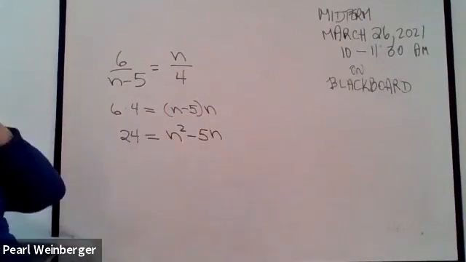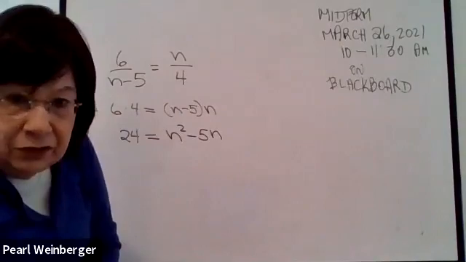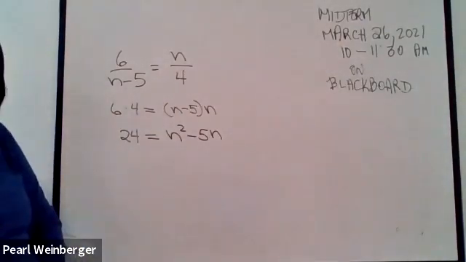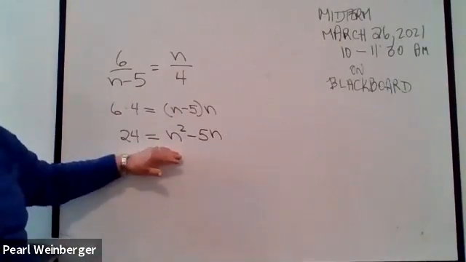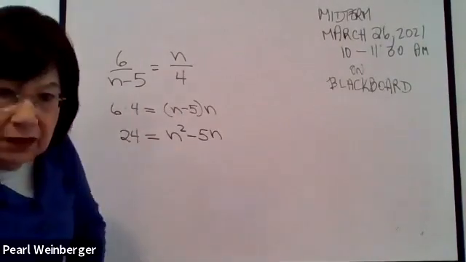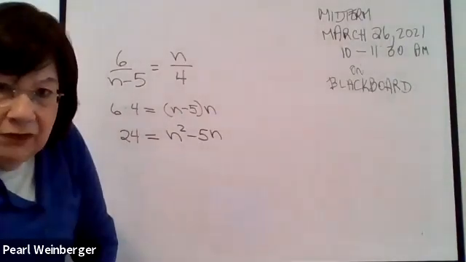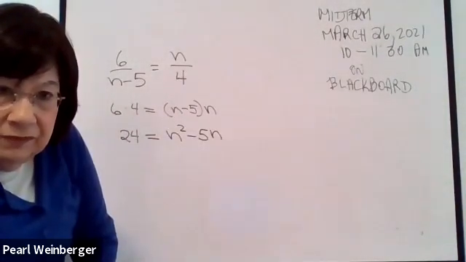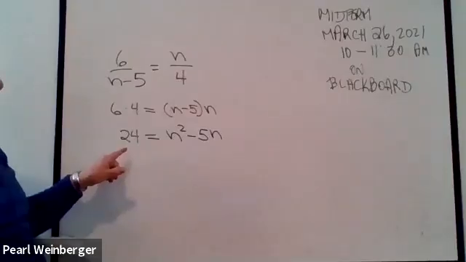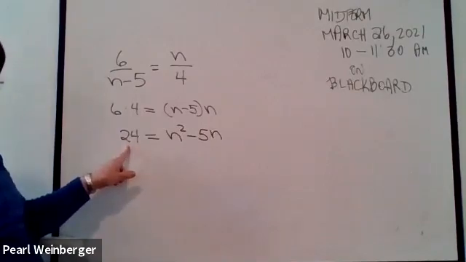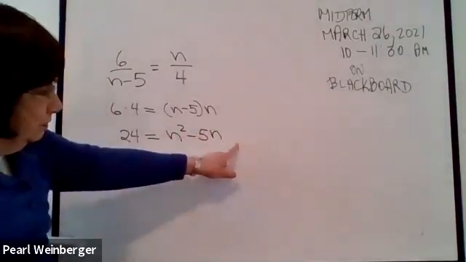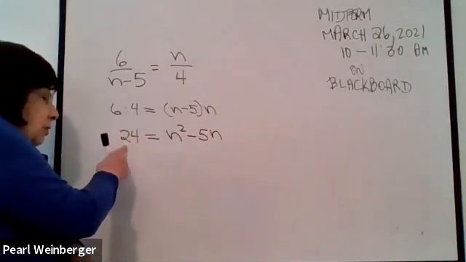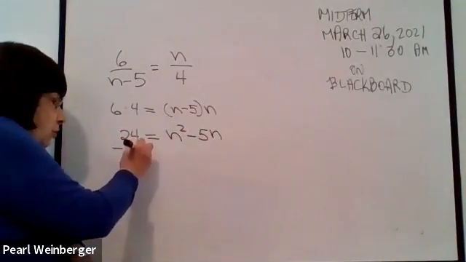What do we do when we have a quadratic equation? What's the first thing we have to do? What, do I leave it like this? What do we have to get it equal to? 0. 0, right. And it's easier to get this side to be the 0 than this side to be the 0. So I'm going to get rid of this 24. I'm going to minus the 24 from both sides.